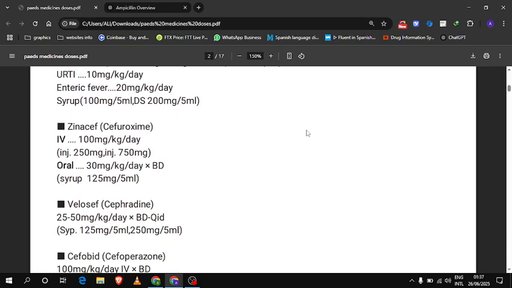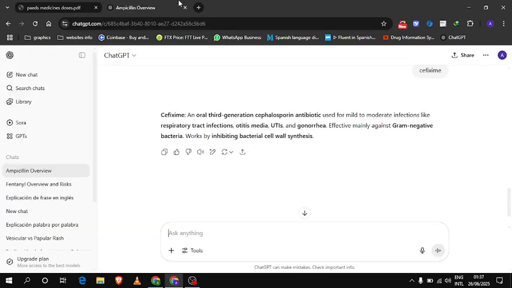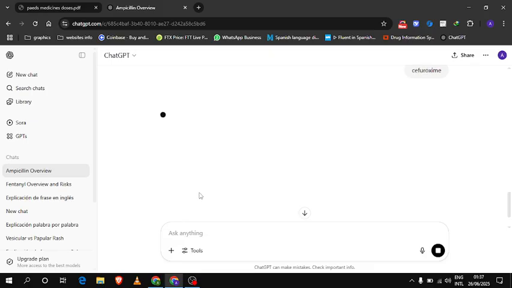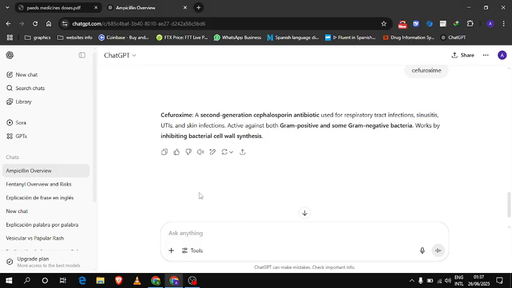The next antibiotic is cefuroxime. Guys, it's very important to know about these antibiotics and their doses, because you will be using them a lot in your peds practice. They are not very commonly used in adult patients, but in peds they are important.